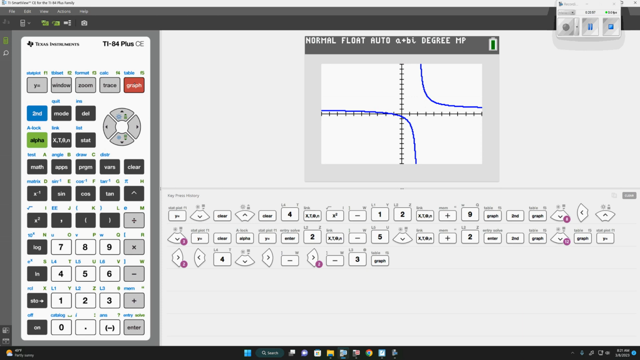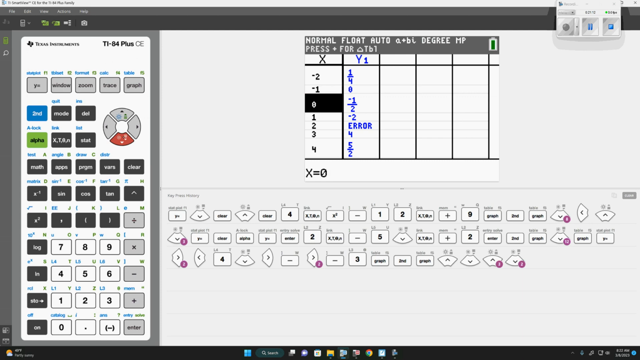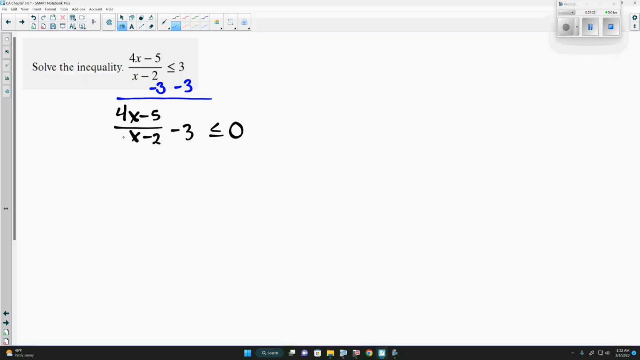Now, there's one key point that looks like it could be close to -1, where it is actually 0. And we could check the table and see. So at -1, we do have 0, and at 0, we do have -1/2. At 1, we have -2. It continues down from there until we have an error at 2. So we do kind of see this solution set from there.